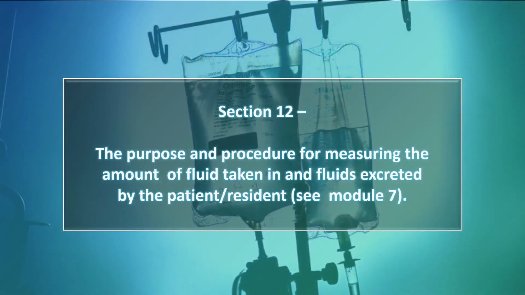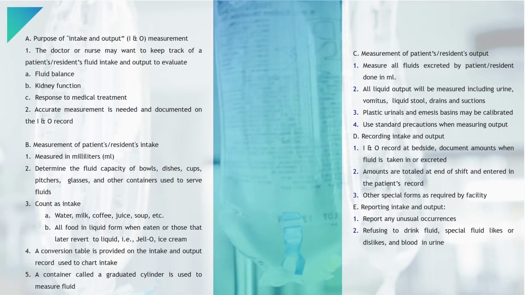Section 12. The purpose and procedure for measuring the amount of fluid taken in and fluids excreted by the patient or resident. See Module 7. The purpose of intake and output (I&O) measurement. The doctor or nurse may want to keep track of a patient or resident's fluid intake and output to evaluate fluid balance, kidney function, or response to medical treatment. Accurate measurement is needed and documented on the I&O record.